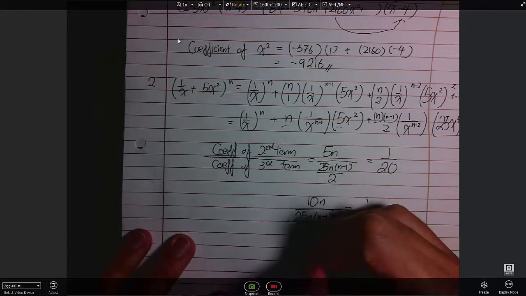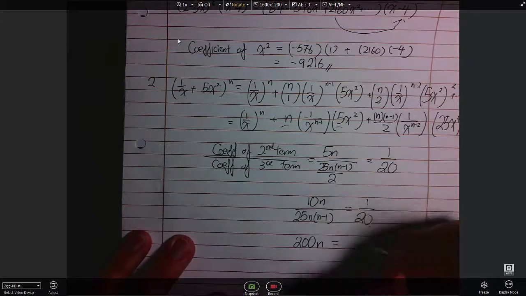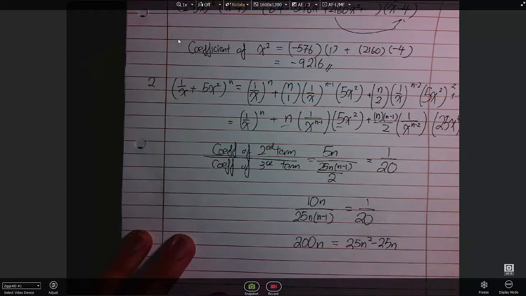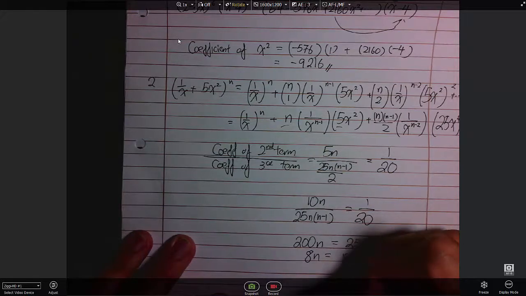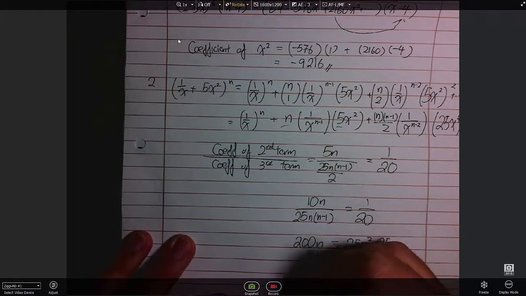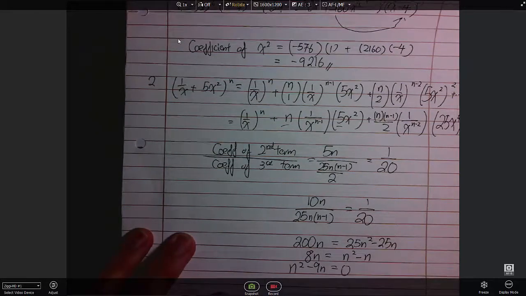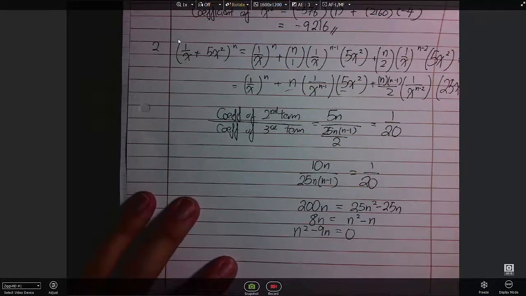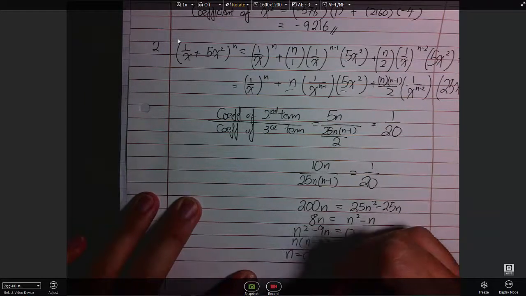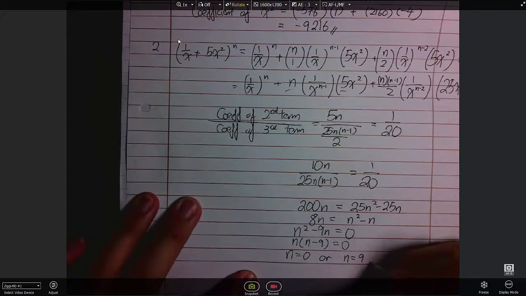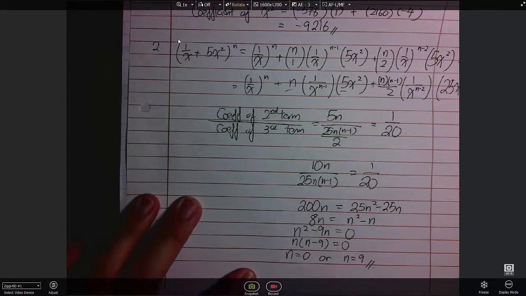Then you solve, you get 200n equals 25n squared minus 25n. You divide throughout by 25, and what you get is 8n equals n squared minus n. You simplify further, n squared minus 9n equals 0. Then n times n minus 9 equals 0, so n equals 0 or n equals 9. And you are done with question 2.